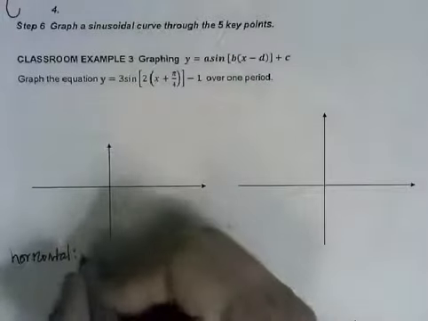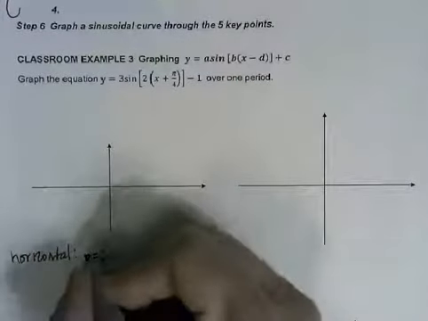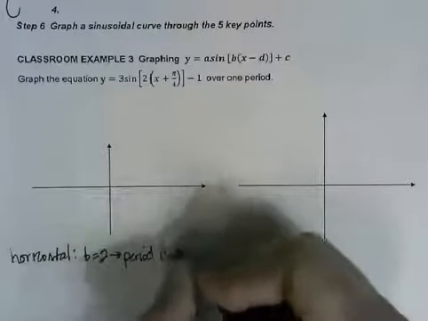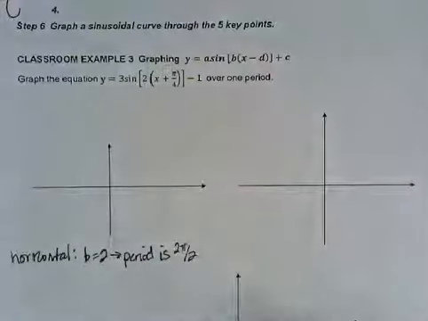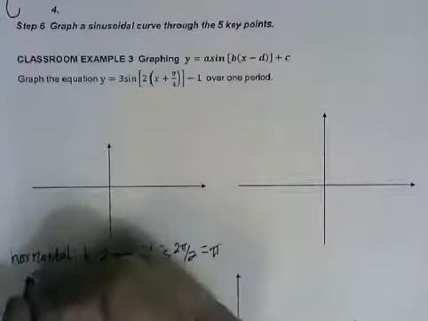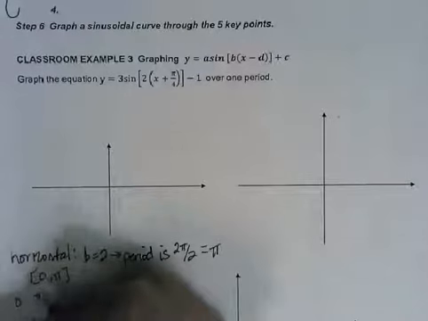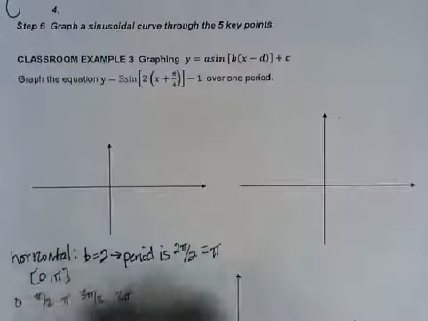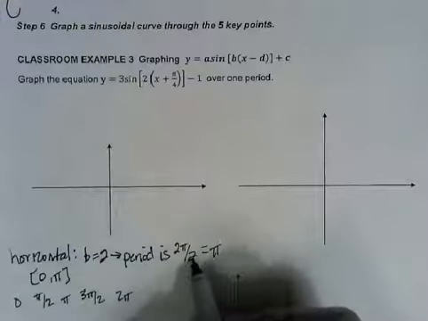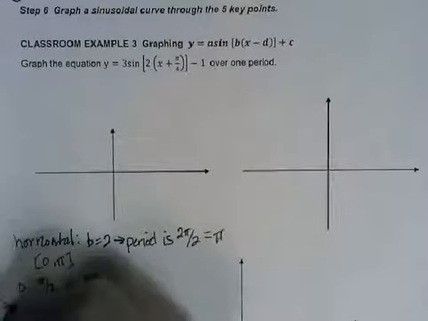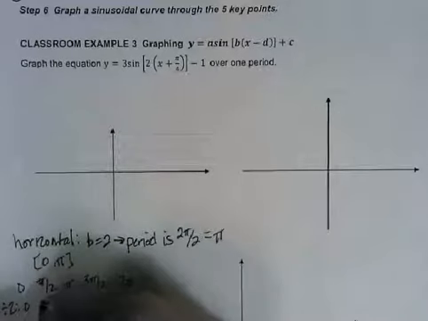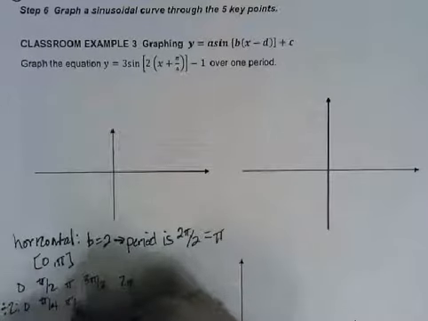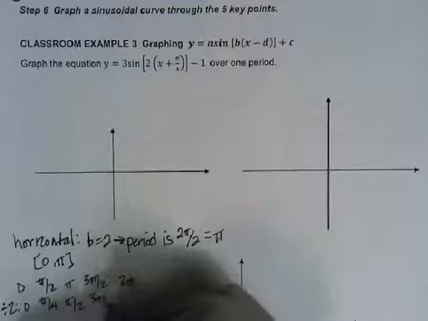So for our horizontal effects, we have b equal to 2. Our period is going to be 2 pi over 2, or just pi. That means we have 1 full cycle in the interval from 0 to pi. If we write down the x values of our original 5 key points, we're going to take each one of these and do the same thing we did with the period, which is divide by 2. If we're dividing by 2, we get 0, pi over 4, pi over 2, 3 pi over 4, and pi.